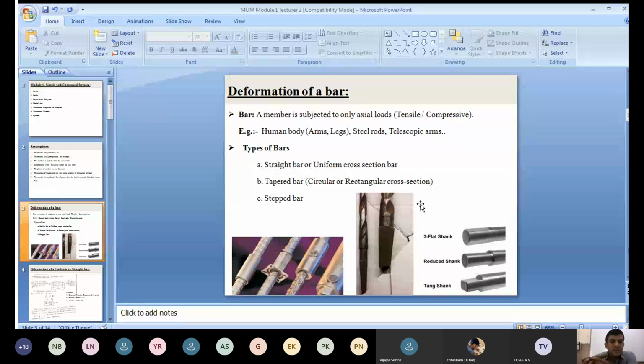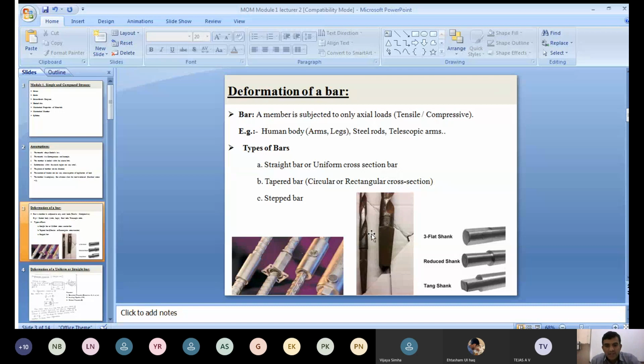Yes, these are the different types of bar. In the slide also you can see that all the steel rods we use in the construction of buildings, throughout the length the cross-section area is the same. That is called a straight bar or uniform cross section bar.